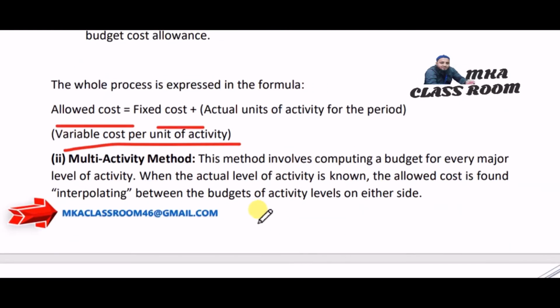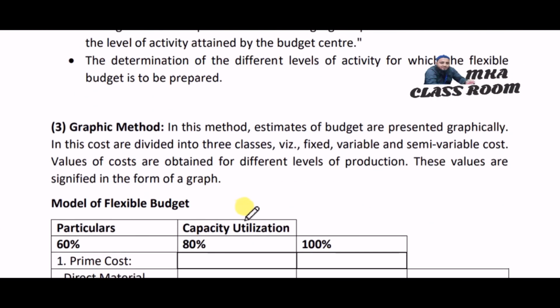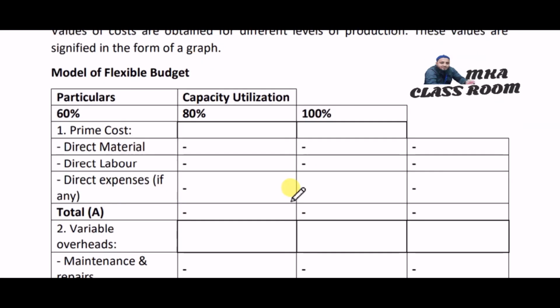Then another technique to prepare a flexible budget is the multi-activity method. This method involves computing a budget for every major level of activity. When the actual level of activity is known, the allowed cost is found by interpolating between the budgets of the activity levels. Another method is the graphic method. In this method, the estimated budgets are presented graphically. In this, costs are divided into three classes: fixed, variable, and semi-variable cost. Values of cost are obtained for different levels of production.